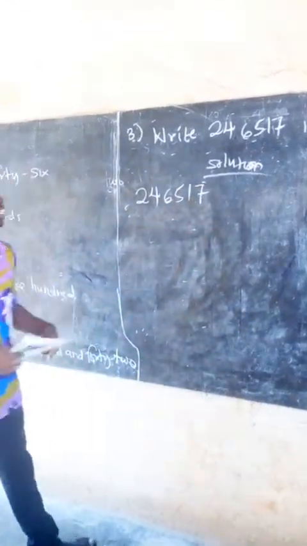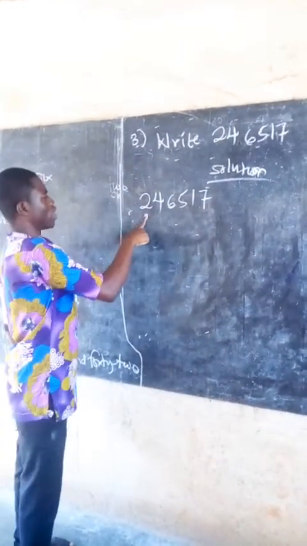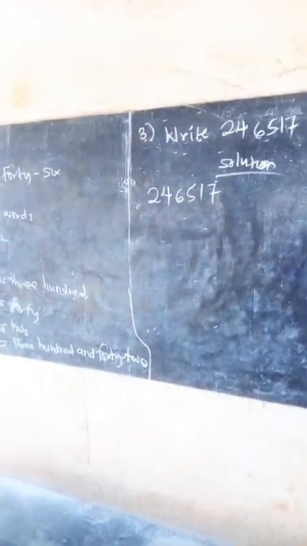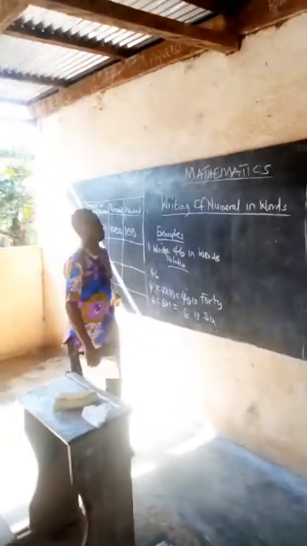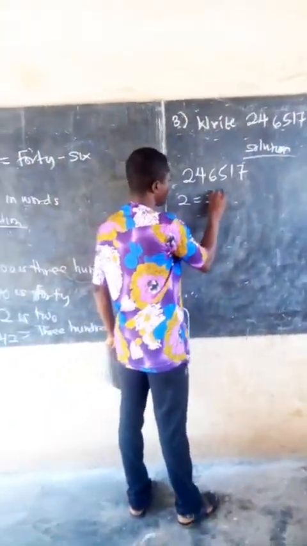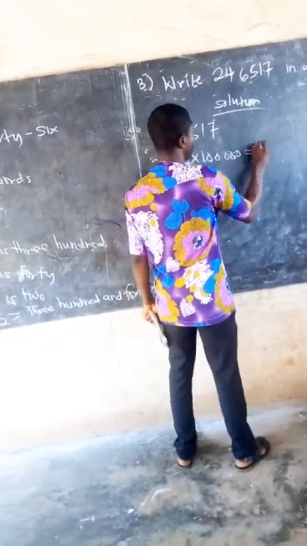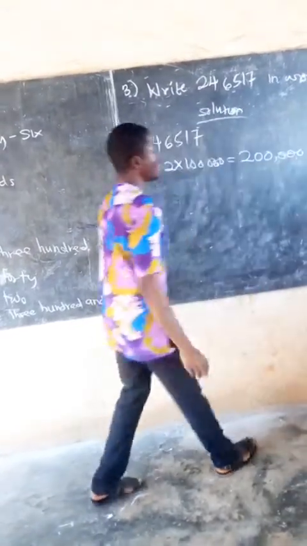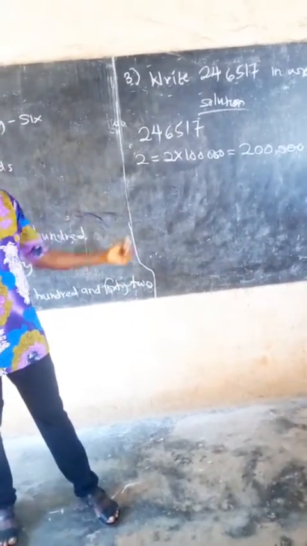You see 2 is in the 100,000 place, because at the back of the 2 it has 1, 2, 3, 4, 5 digits. So 2 is in 100,000. 2 is equal to 2 times 100,000, which is 200,000, followed by the ten thousands.